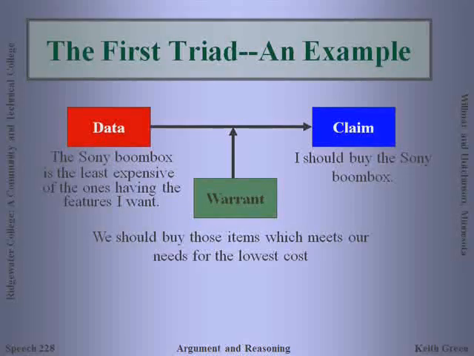Another example. I should buy the Sony boombox. Okay, I'm looking at boomboxes, and the Sony boombox is the least expensive of the ones having the features I want. Notice again my very simple warrant. We should buy those items which meet our needs for the lowest cost. And I think most of us would agree with that. But that's the reasoning process that allows me to draw that claim from that data.